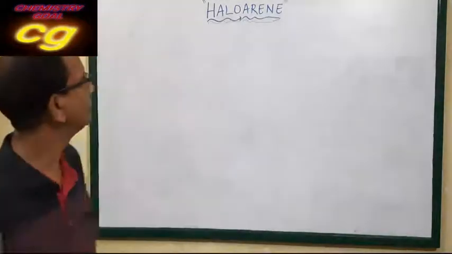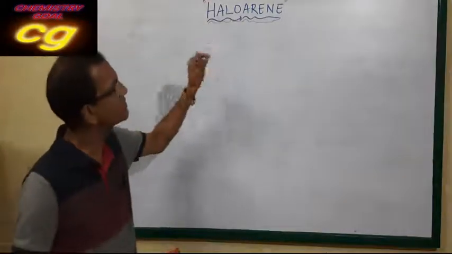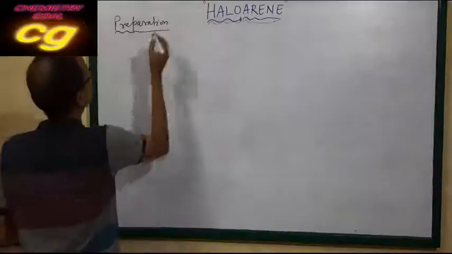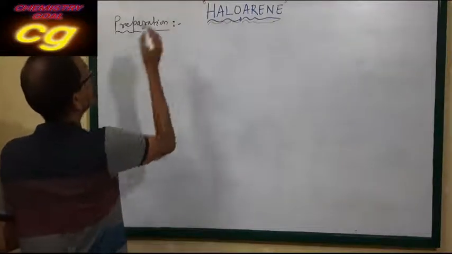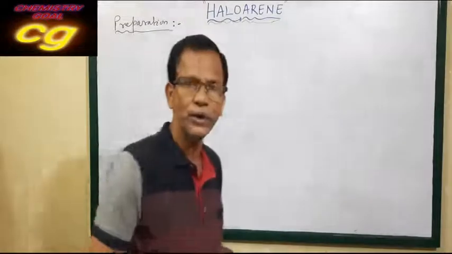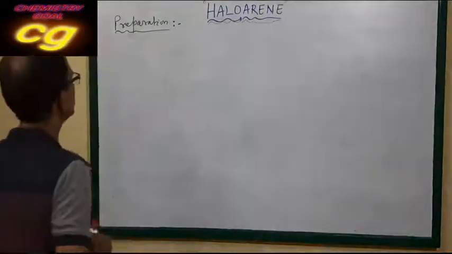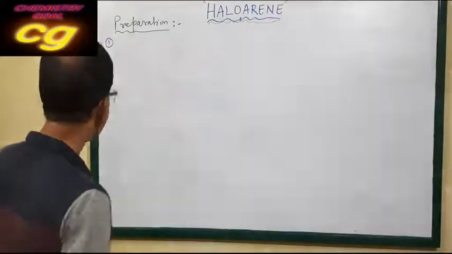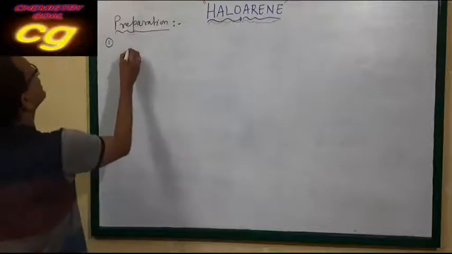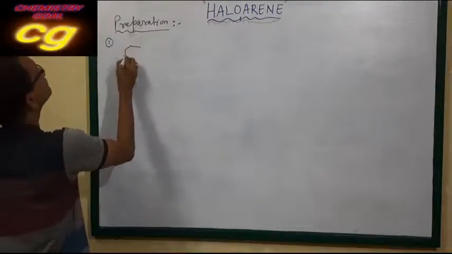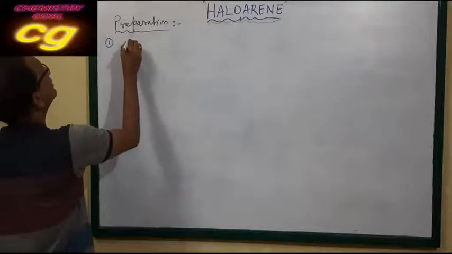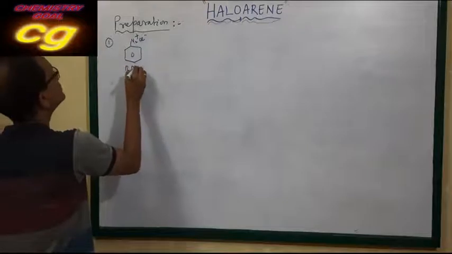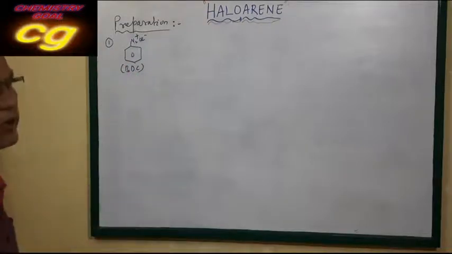So haloarene, first we will discuss the preparation of haloarene. It can be prepared by different methods. The first method is from diazonium salt. If you take diazonium salt, that is called BDC, the short form is BDC, benzene diazonium chloride.